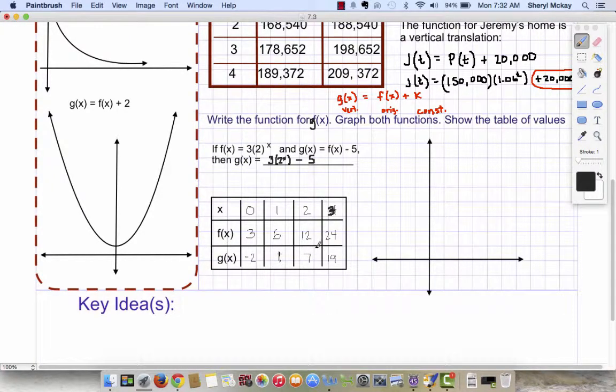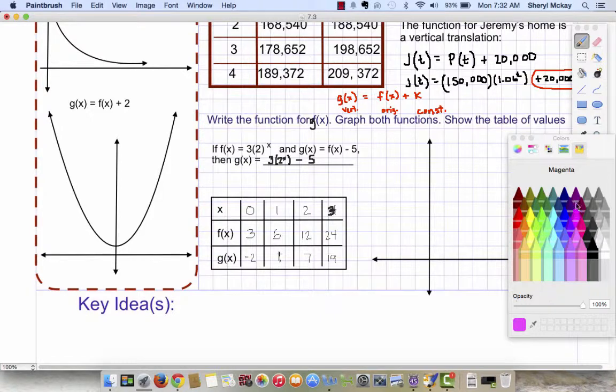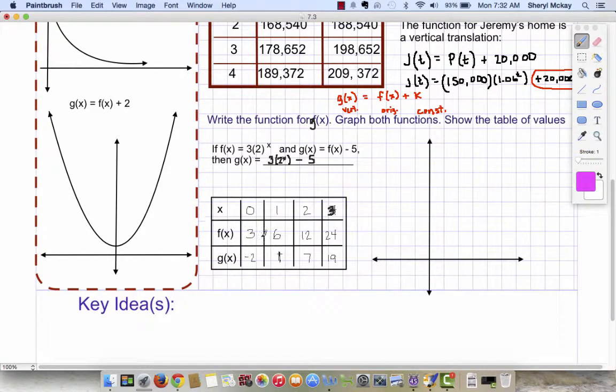Now let's graph it, shall we? We're going to start, I think I'll use a different color. We'll start by graphing f of x. When x is 0, f of x is 3. I'm going to make these 2, 4, 6, just so that we have a little bit of space, all right? And we'll just make these 1, 2, 3. So I'm just changing my scale a little bit. So when x is 0, f of x is 3, so right about there.